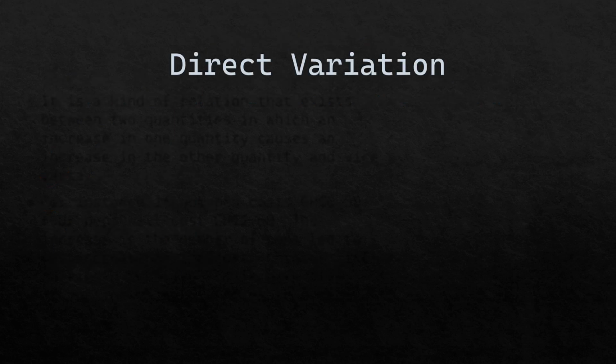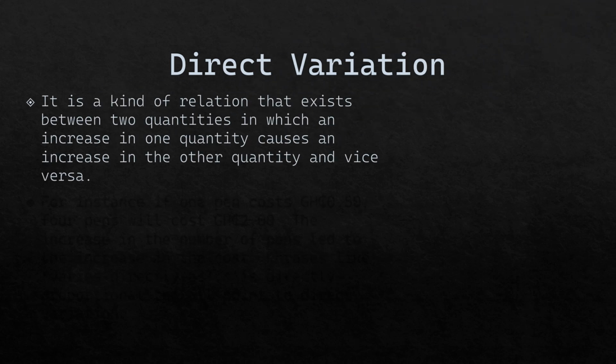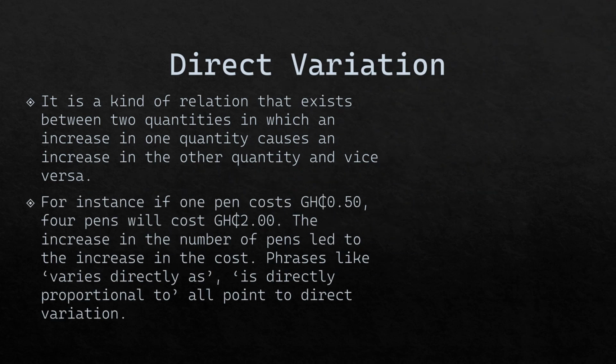Direct variation. What comes to your mind when you hear the word direct? Straight to the point. So they affect each other directly. So it is a kind of relation that exists between two quantities in which an increase in one quantity causes an increase in the other quantity and vice versa. So let's say one pen costs 0.5 cedis or any other currency. 4 pens will cost 2 cedis, right? Yes. So realize that the increase in the number of pens has caused an increase in the cost.